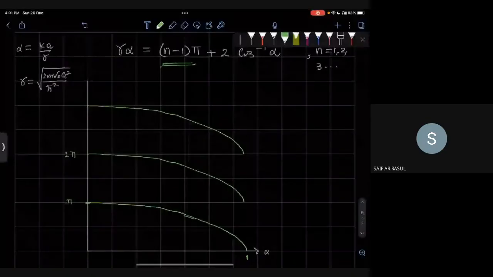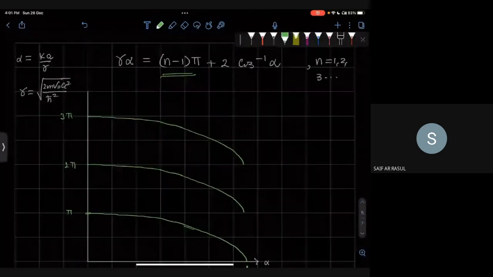Okay, and so on and so forth. So this is the right-hand side of the equation. Now, the left-hand side of the equation will depend on gamma. If gamma is large, then that means that the potential is deep.